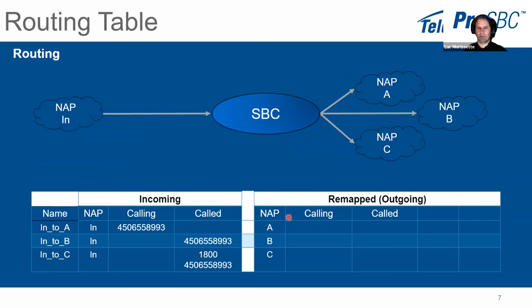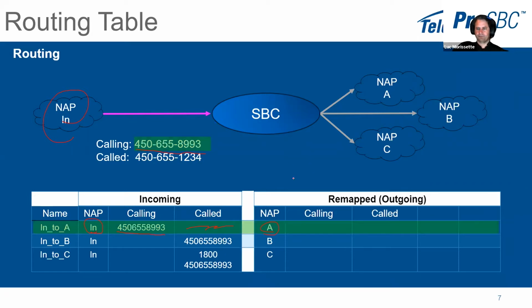So here I give some examples of the routing table. So you have, for example, the incoming network access point here and various outgoing network access points. Here you see I have put my outgoing network access points in my route. So if I get an incoming call which has the calling number matching this one here, 450-655-8993, then since it comes from the NAP in here and it has the calling number that matches, no call number verification, it will go to NAP A.